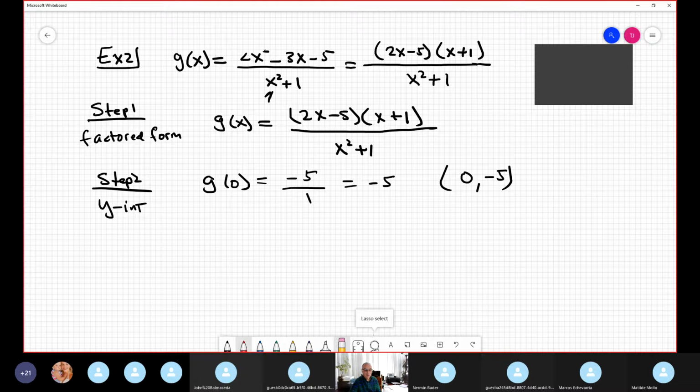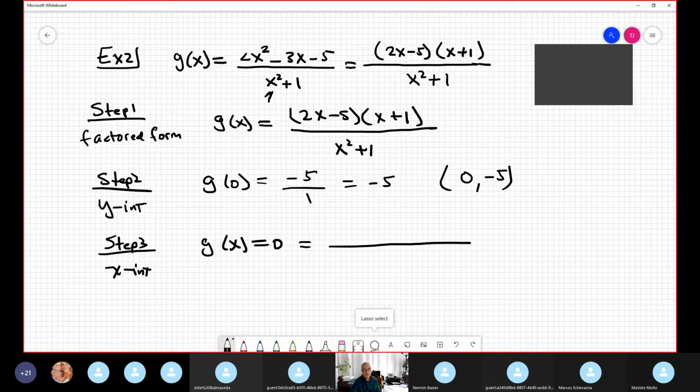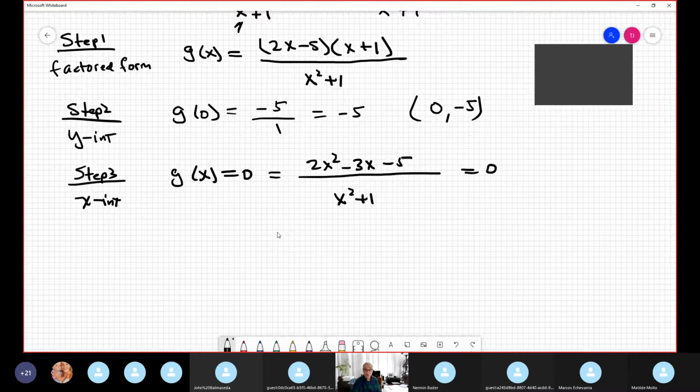My x-intercept is a little bit more complicated, but not too much. This is step 3: the x-intercept is g of x equals 0. In other words, 2x squared minus 3x minus 5 divided by x squared plus 1 is equal to 0. You know, when this situation happens, then the polynomial in the top is equal to 0. I don't care about this bottom part. It's not important.